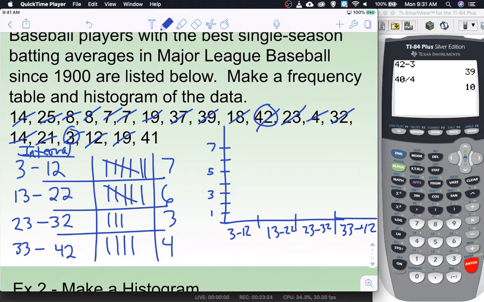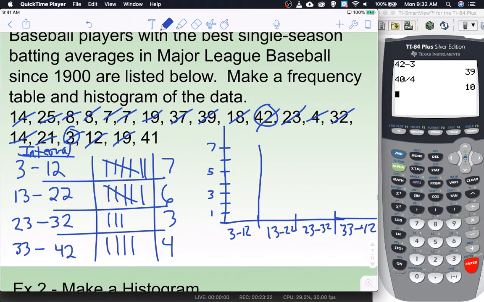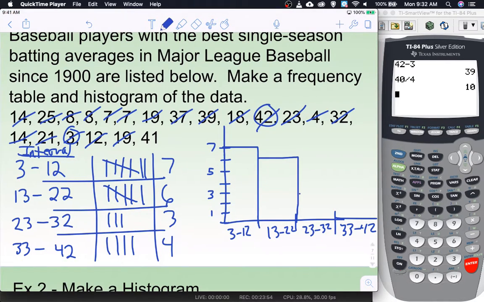And here we go. So now you just make bars, kind of like a bar graph, that are this tall. My first bar is going to go the whole way up to 7. There we go. My second bar goes up to 6. And you see how these bars, they're a histogram. Usually the bars are wide and they're connected. The next one only goes up to 3. The next one goes up to 4. That is a histogram of this same data.